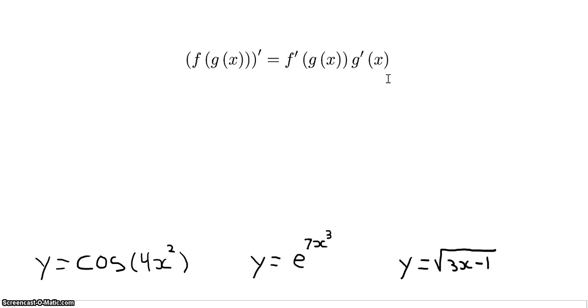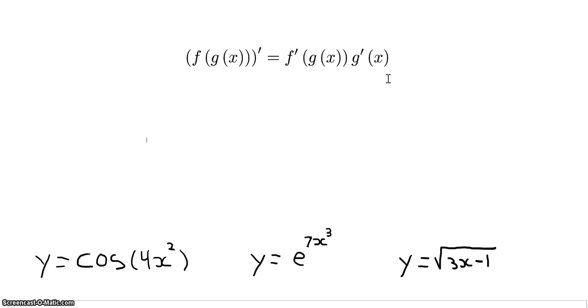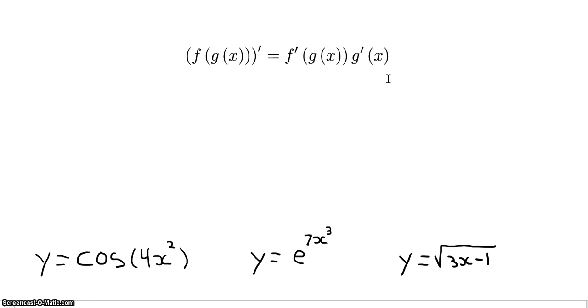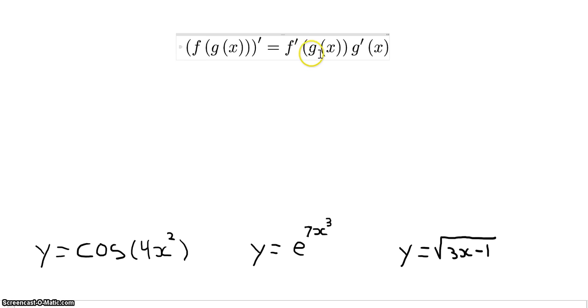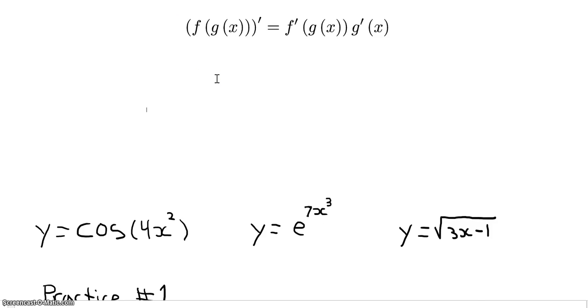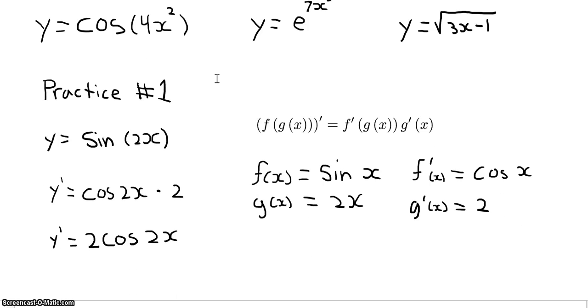Now, to make sense of this, we can look at some questions. The only restrictions for the chain rule is that both f of x and g of x need to be differentiable, because you have to find the derivative of them at some point. And just for simplicity, we say that f of x is the overarching function and g of x is the smaller function. So let's look at some examples.